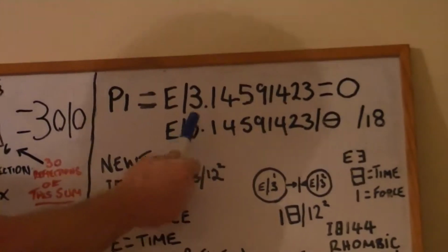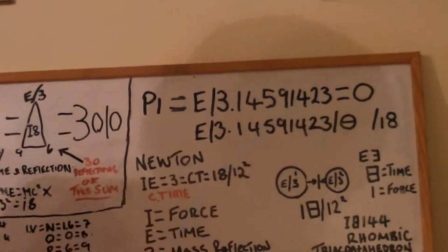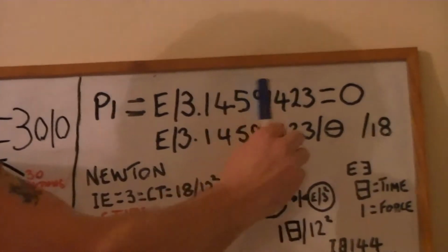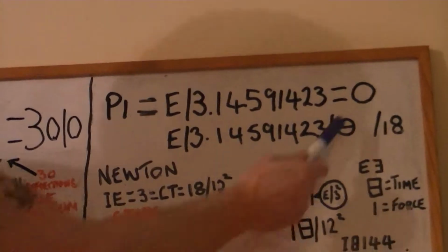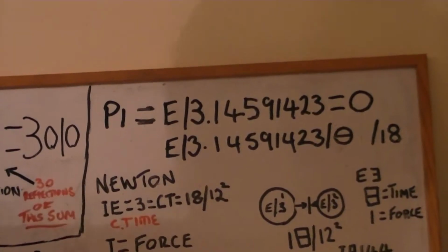And then if you add these numbers up here, 3, 1, 4, 1, 5, 9, 1, 4, 2, 3, you get 110. Now that's important because if you write the 110 and then reflect, turn it 90 degrees, you get equals 0. So I thought that was pretty good and I thought that was correct at the time, of course.